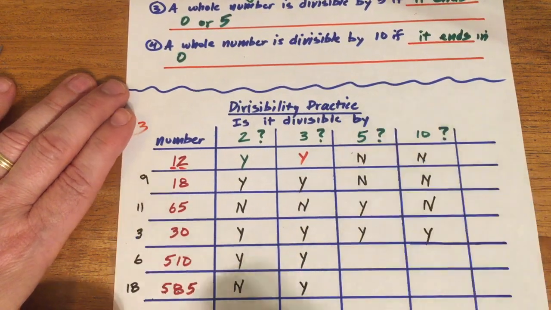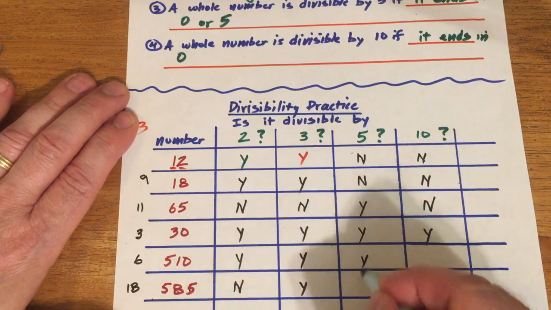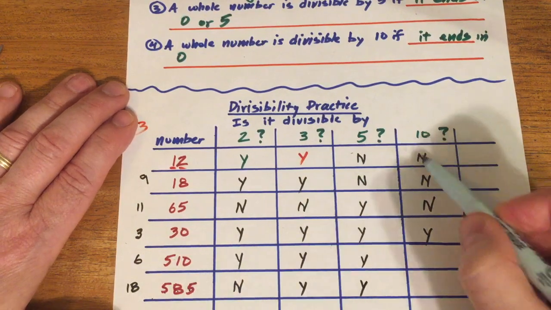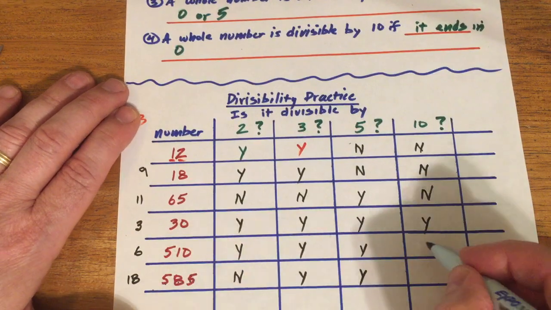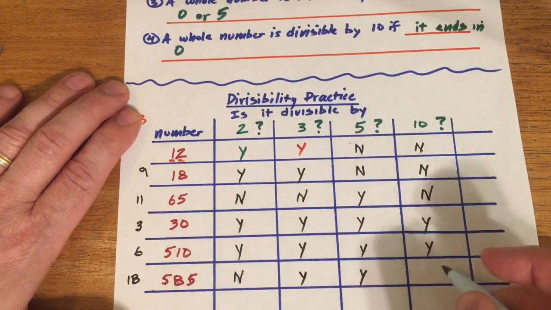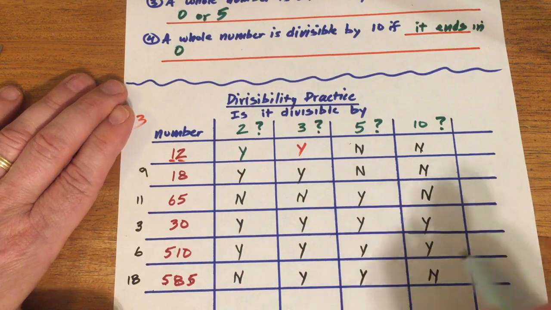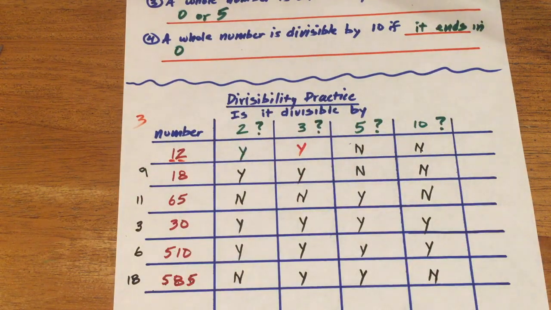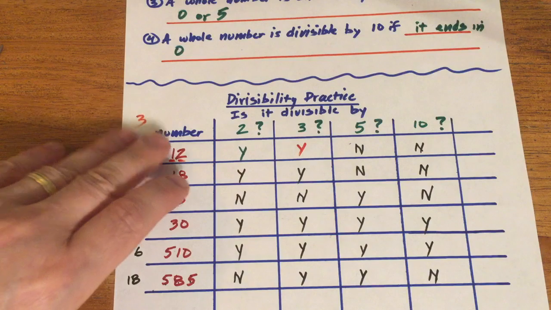Divisibility by 5. Hopefully you got yes for both. Divisibility by 10. Hopefully you got a yes there because it ends in a 0, and a no for the last one. All right, divisibility rules. Now that we've practiced those just a little bit, let's do some problems involving these rules.